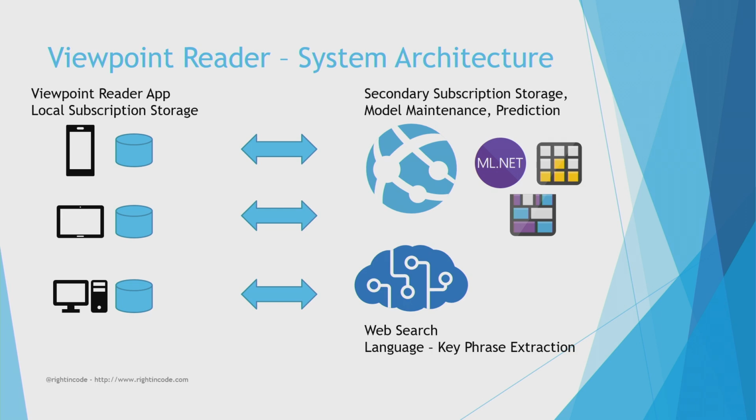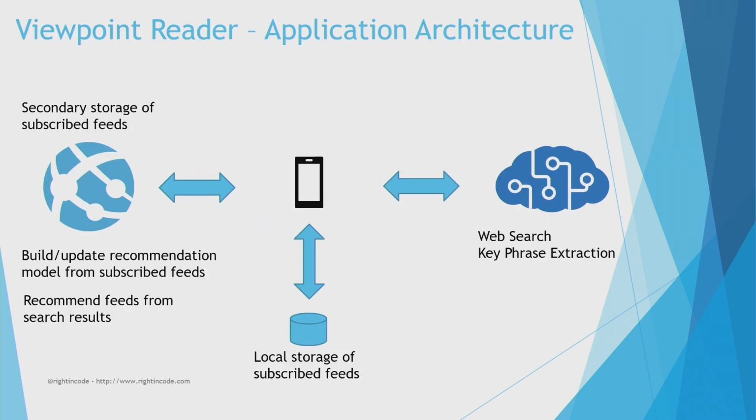Then down at the bottom on the right, this is where Azure Cognitive Services comes into play. We're using the two key components I mentioned earlier. We have web search, and we're also using the language component, which has several sub-pieces. Specifically, we're using key phrase extraction. I'll explain how the application works, but that's how the different major pieces and parts come together.